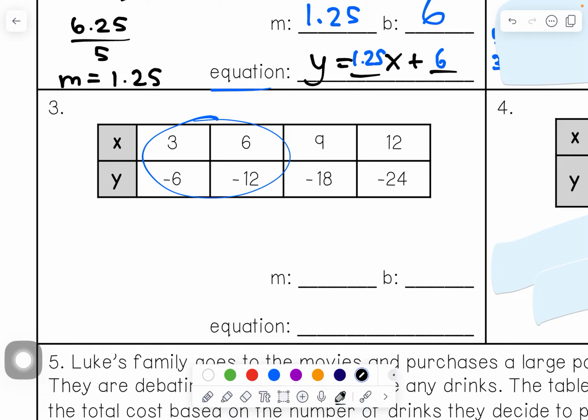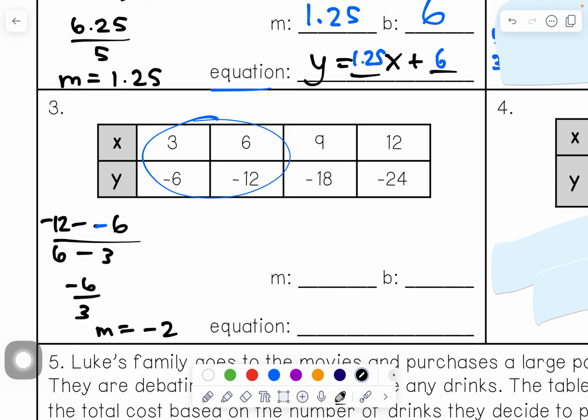All right, so I'm going to go ahead and do what? -12 minus -6 over 6 minus 3. Okay, so -12 minus the -6, right? Notice that the minus is still there from the formula, plus the -6 from the number. So that's going to give me a -6 over 3, which ends up giving me an m value of -2.